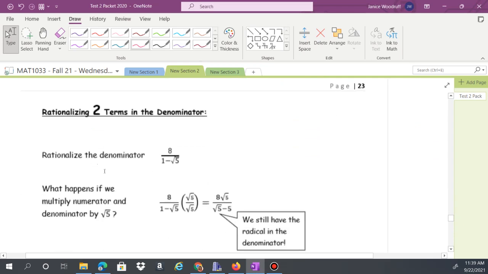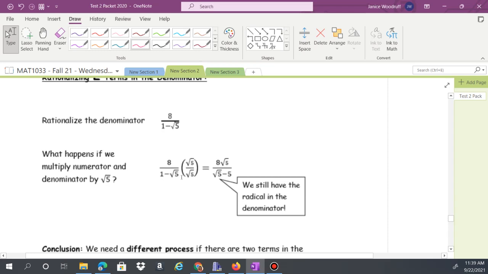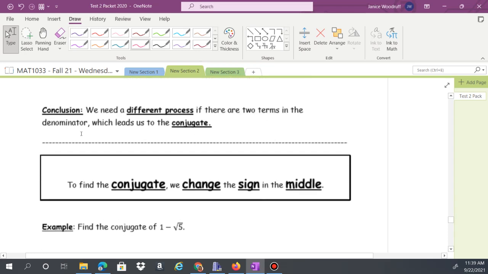Okay, so this is saying rationalize with two terms. So in this denominator, you have 1 minus the square root of 5. If you multiply by just the square root of 5, look at what happens. You get 8 root 5 over square root of 5 minus 5, which means you still have a radical in the denominator, so it doesn't work. So when you have two terms in the denominator, you're going to multiply by the conjugate, or the complex conjugate. All you do is you change the sign in the middle. That's it. So the conjugate of 1 minus root 5 is 1 plus root 5.